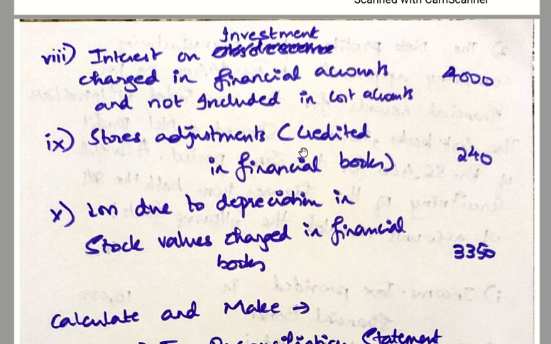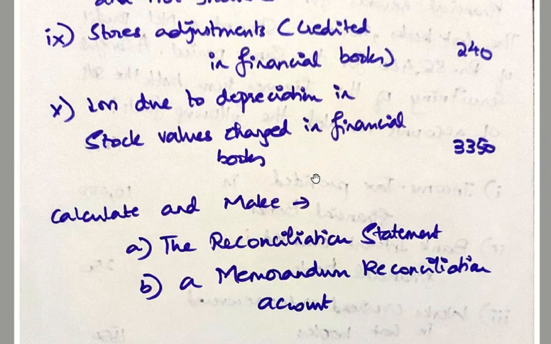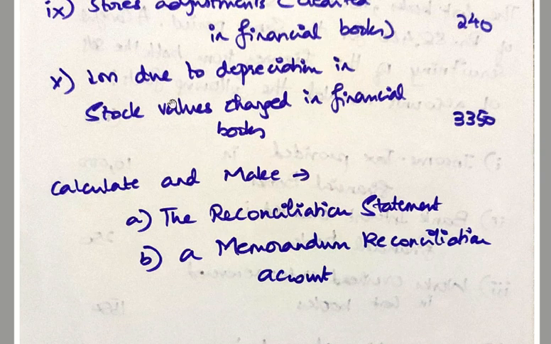Stores adjustment credited, so a financial adjustment credited will always be added, which is not included in your cost books. Loss due to depreciation in stock values charged in financial books. So loss due to depreciation is again a financial expense, so you will minus it.